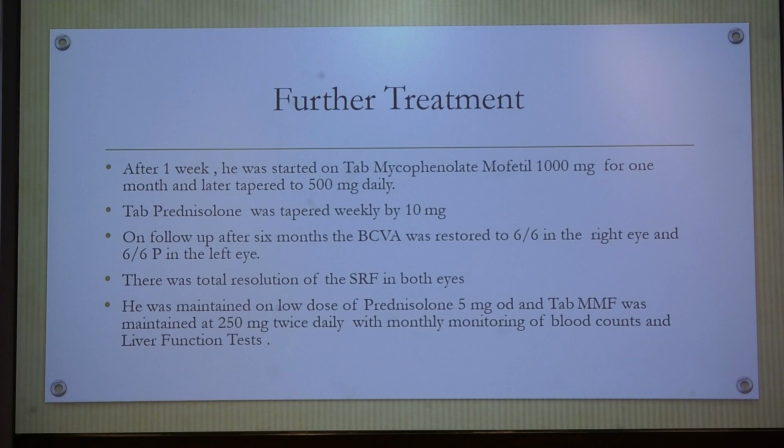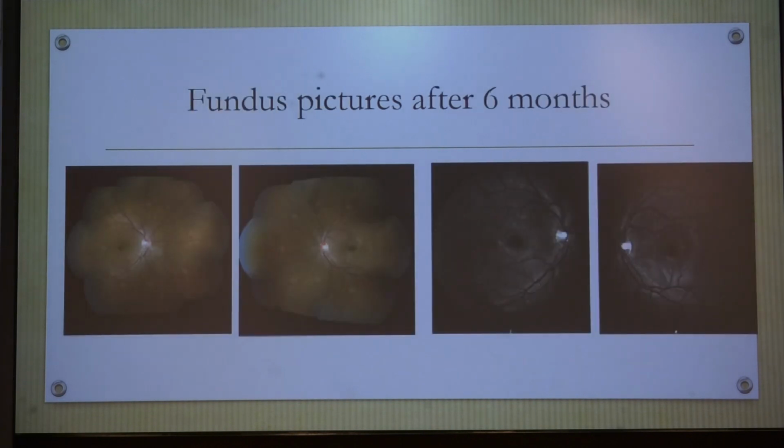The prednisolone was tapered by 10 milligrams weekly, and on follow-up after 6 months, his visual acuity was restored to 6/6 in the right eye and 6/6 partial in the left eye. There was complete resolution of SRF in both eyes, and he was maintained on a low dose of prednisolone, 5 milligram OD, and MMF at 250 milligram twice daily with monthly monitoring of blood counts and LFTs. This is a fundus picture seen after 6 months. It's totally showing a normal fundus.